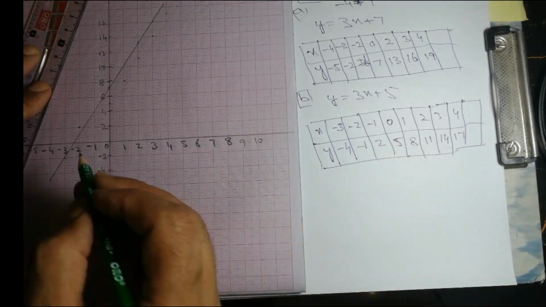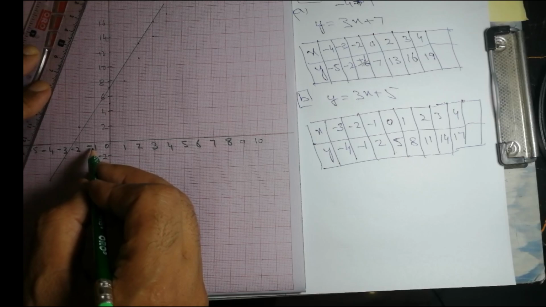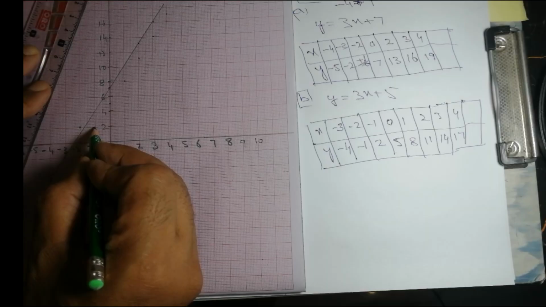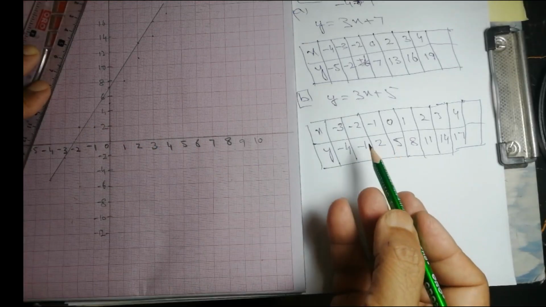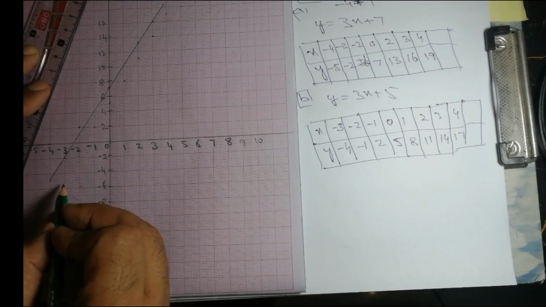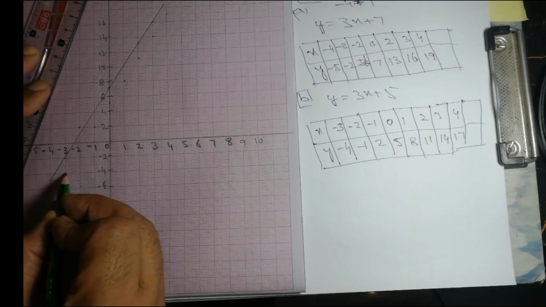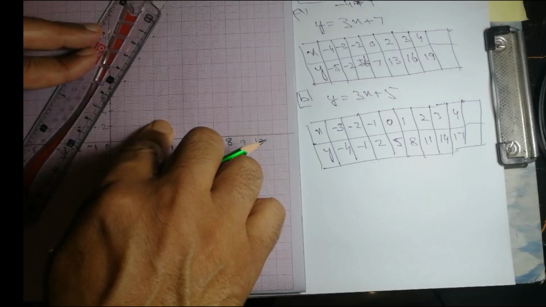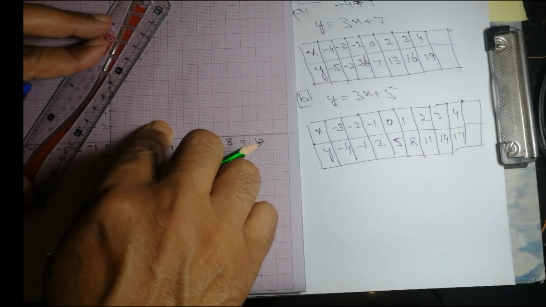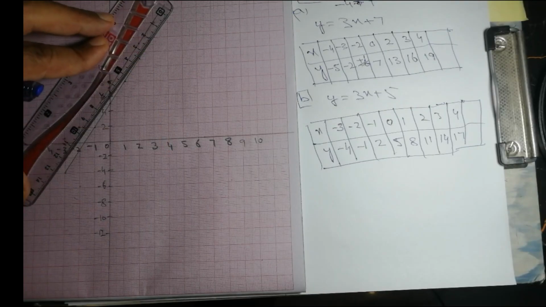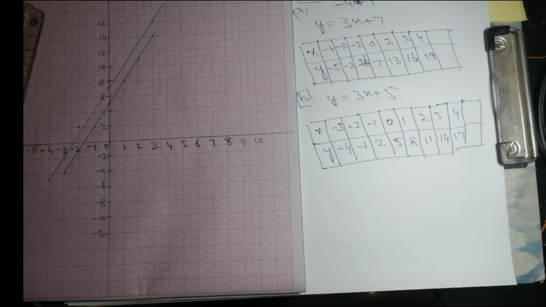And minus 1 and plus 2, minus 1 and 2 is here. And minus 3 and minus 4 is this point. So if we join these points, we join the points, and this is the straight line. We get the straight line.